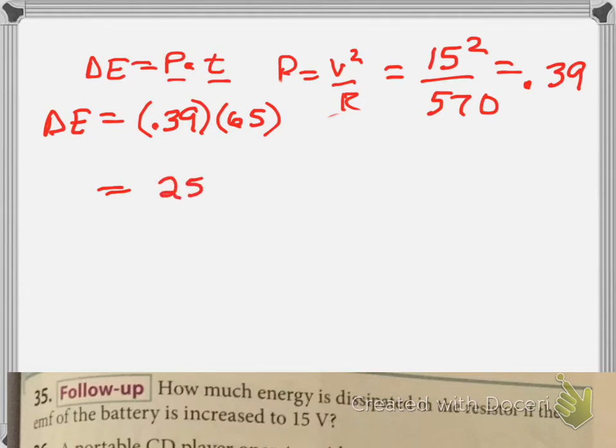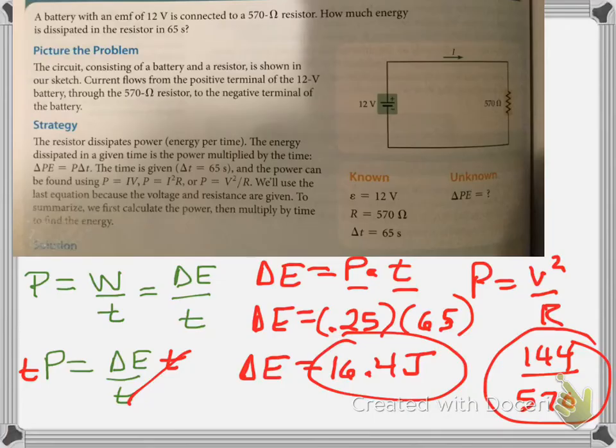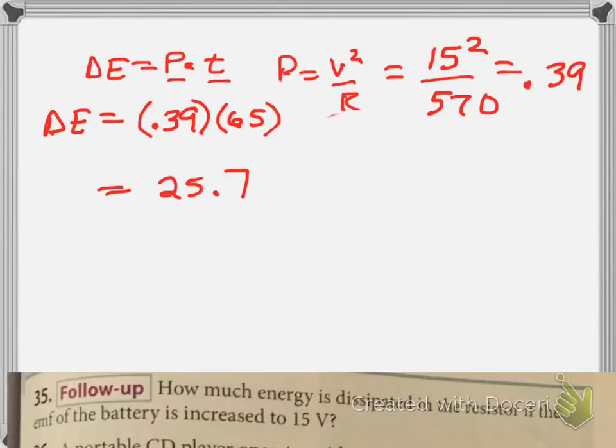25 point, let's just round that to a 7. 25.7. So with 12 volts, I came up with 16.4 joules, and with 15 volts, I come up with 25.7 joules. So you can see how that increased the energy.